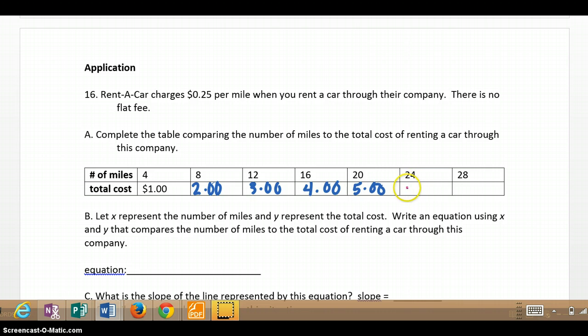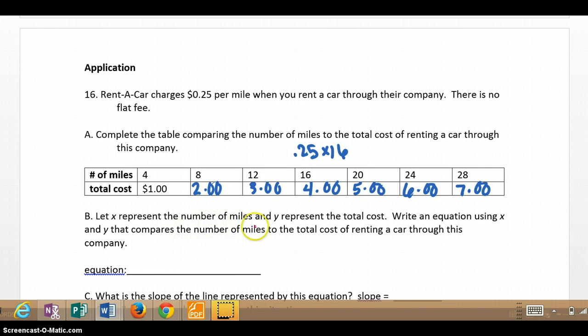$5, $6, and $7. And we can verify that by multiplying. So if we wanted to check 16, we could do 0.25 times 16, and if you put that into your calculator, you will always get $4.